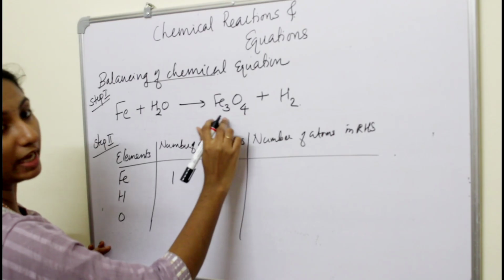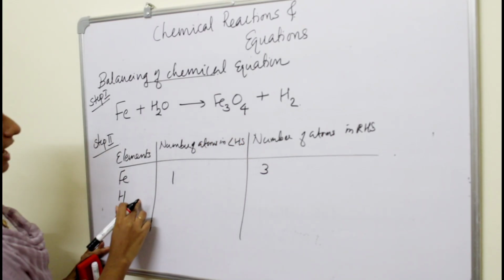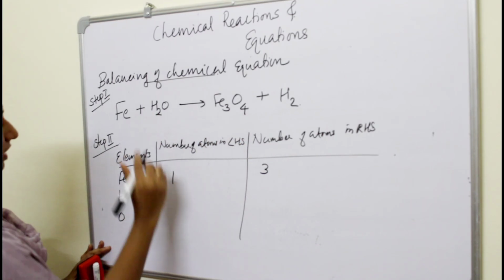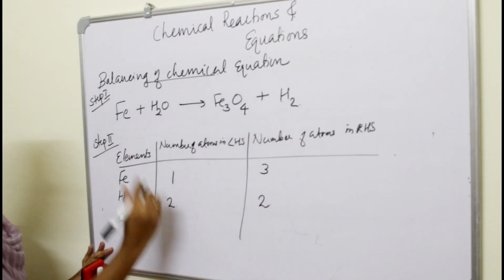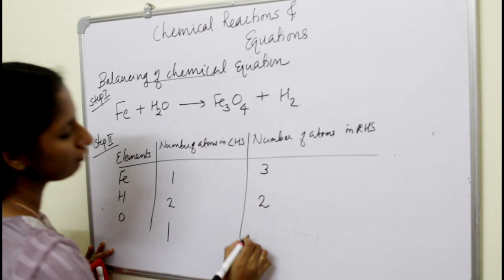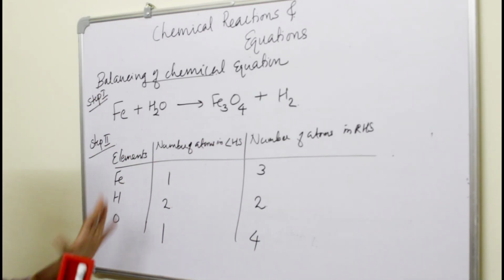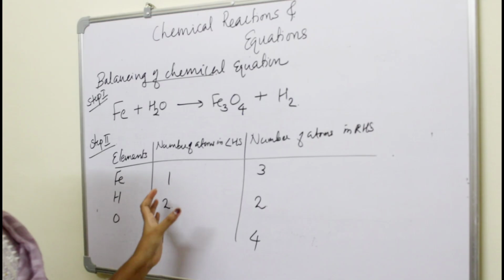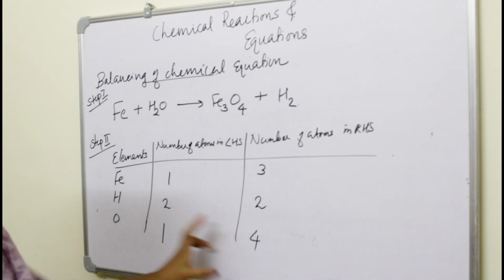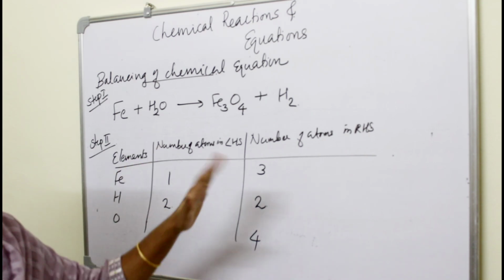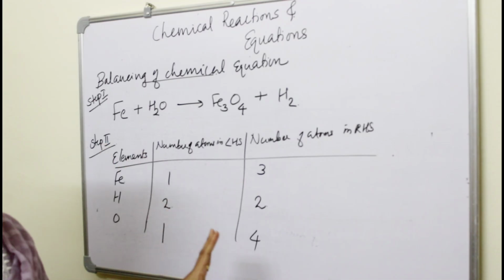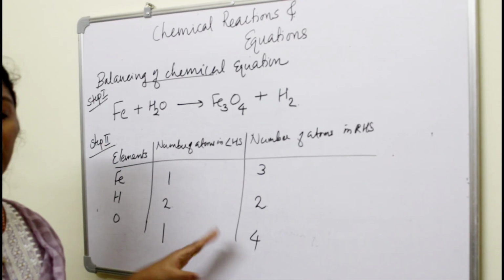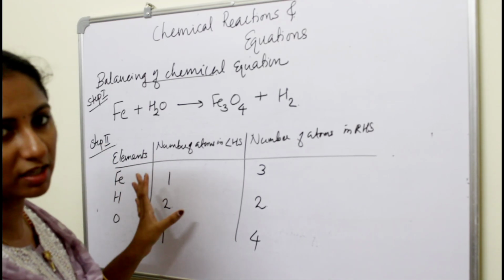Here we have 3 irons. In case of hydrogen, we have 2 hydrogen over here, here we have 2 hydrogen atoms. In case of oxygen, here we have 1 oxygen, here we have 4 oxygen. So when we are looking into the number of atoms in left hand side and right hand side, the number of atoms of oxygen and iron is not equal in both LHS and RHS. So we want to balance this equation. Now this equation is not satisfying the law of conservation of mass. So we want to consider the balancing of the equation.